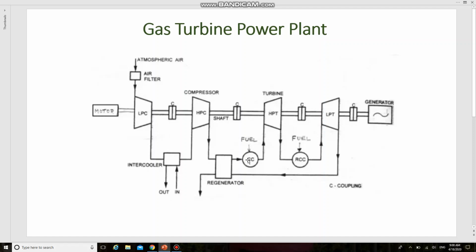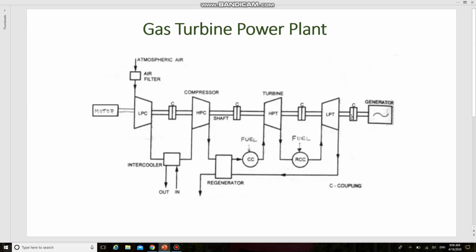The product of combustion goes into the high pressure turbine. The exhaust gas from the high pressure turbine goes to another combustion chamber, where additional fuel is added, and it goes to the low pressure turbine. After expansion in the low pressure turbine, the exhaust gas is used to heat the high pressure air coming to the combustion chamber through the regenerator. After that, the exhaust gas goes to the atmosphere.